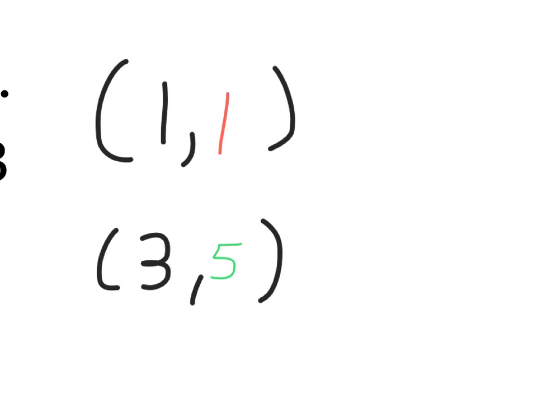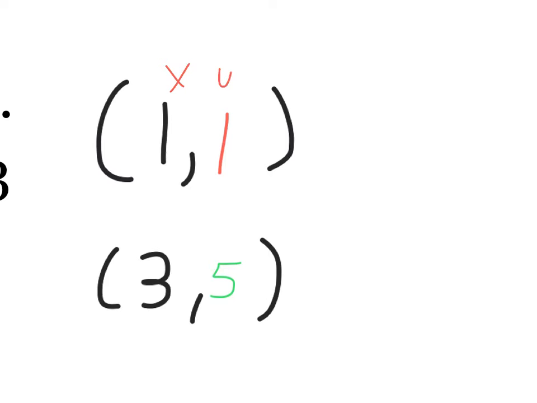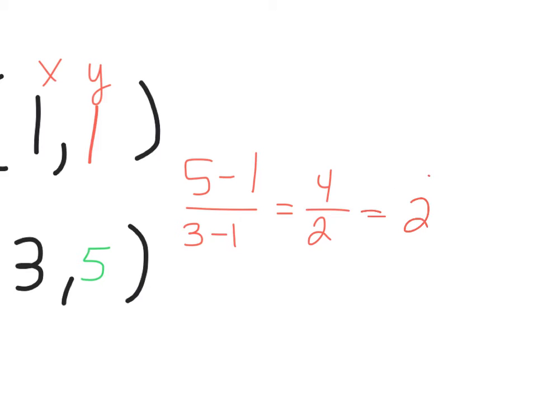Now, how can we find the average rate of change? Find the slope. Use the slope formula. So I'm going to say, you guys want to say 5 minus 1. Okay, so then it's what? 3 minus 1. What's 5 minus 1? 4 over 2, which becomes 2.